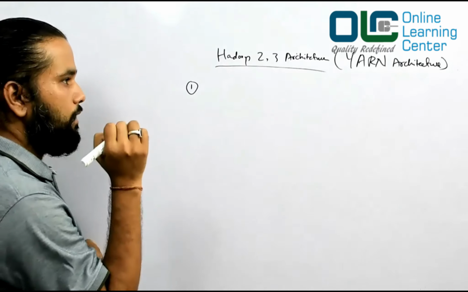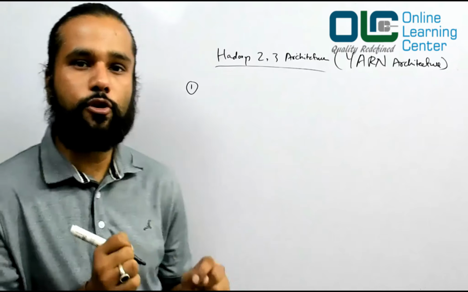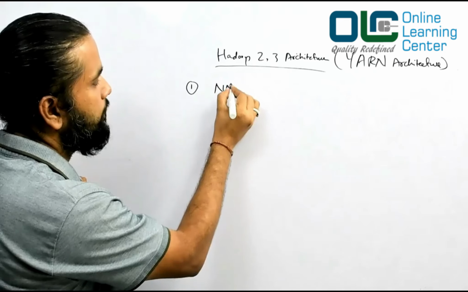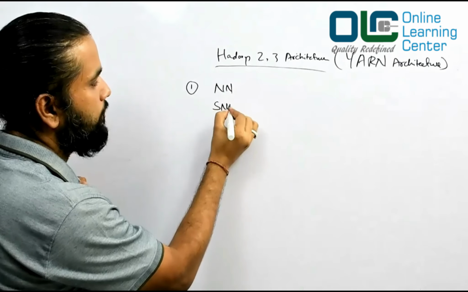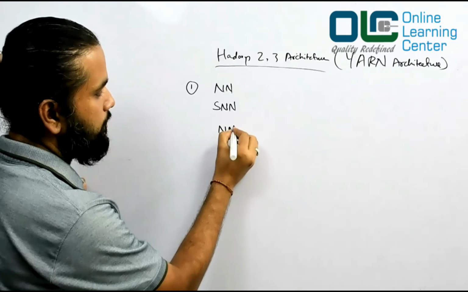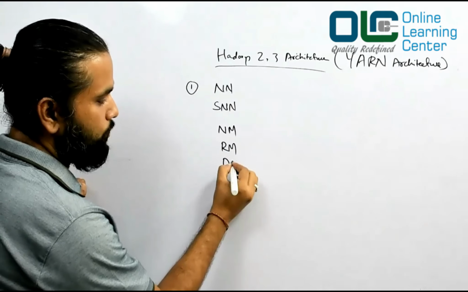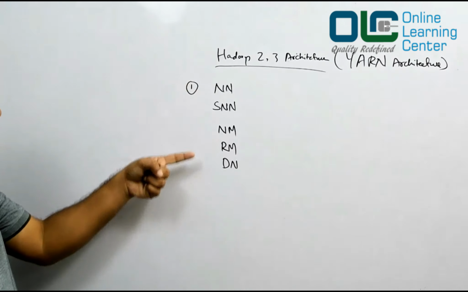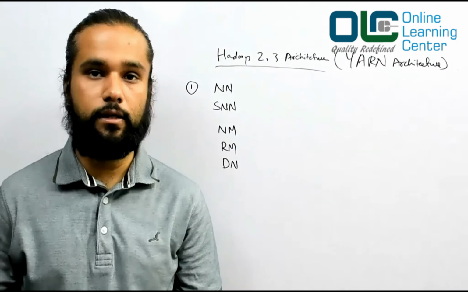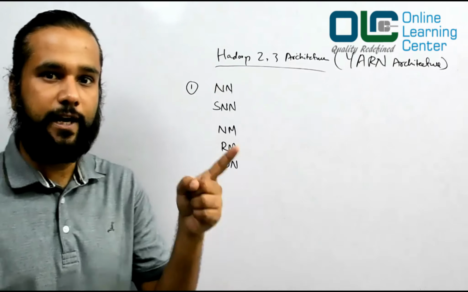So in Hadoop 2, whenever you install Hadoop 2 in your system, what you see is you see name node, secondary name node, node manager, resource manager, and data node. These are the daemons which you see whenever you install Hadoop 2 in your machine. It could be a single node, it could be a multi-node cluster, but on an average you would see basically these 5 services.